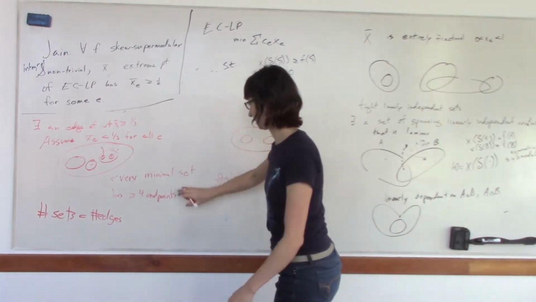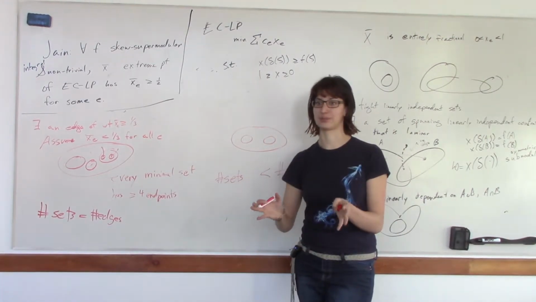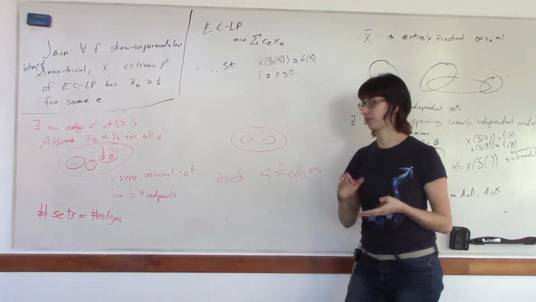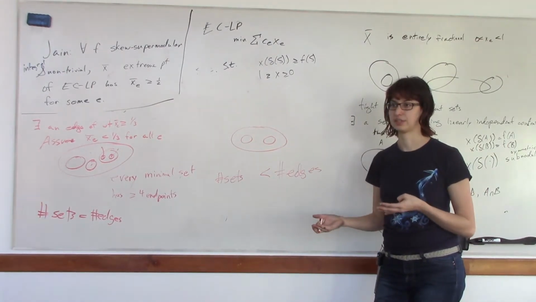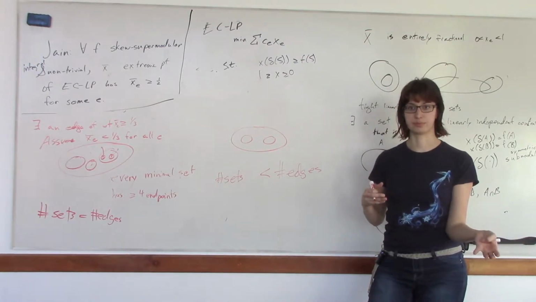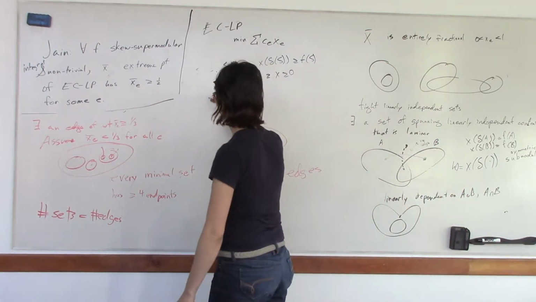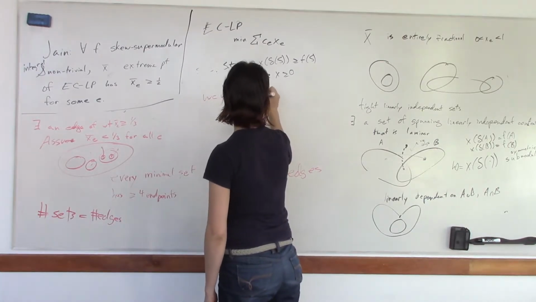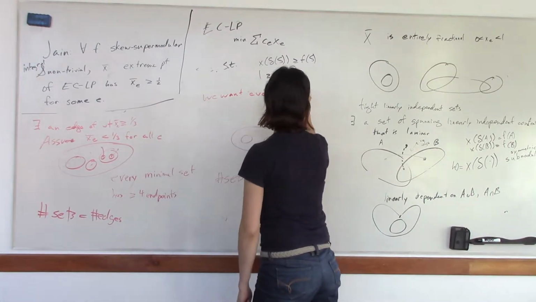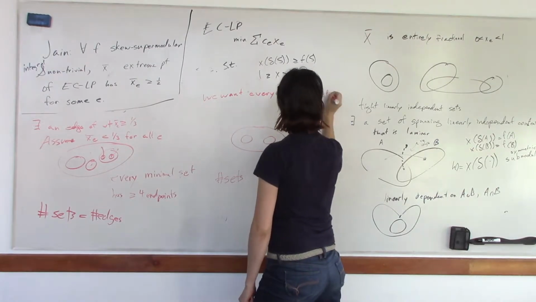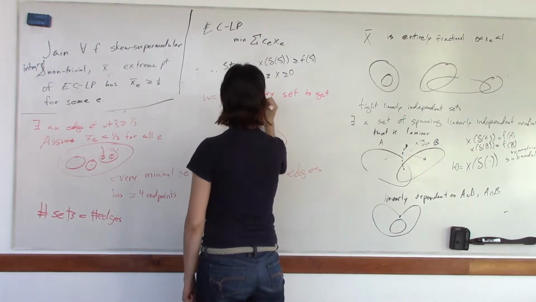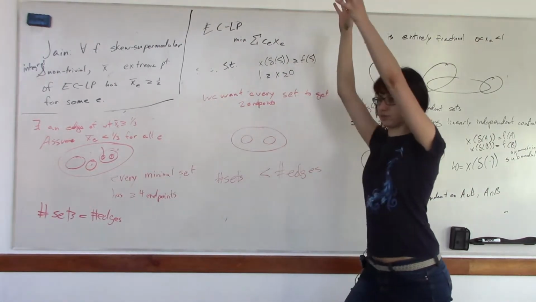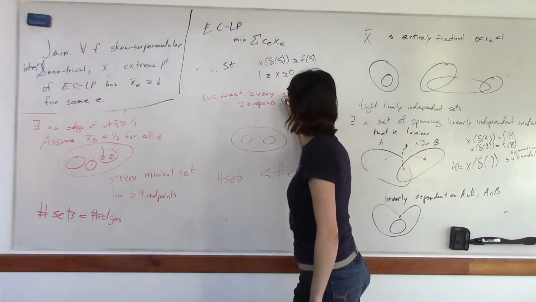So we have every minimal set starts with at least 4 endpoints. And so since every edge has 2 endpoints, we want every set to end up with 2 endpoints. So we want every set to get 2 endpoints and then pass 2 endpoints up to its parent.